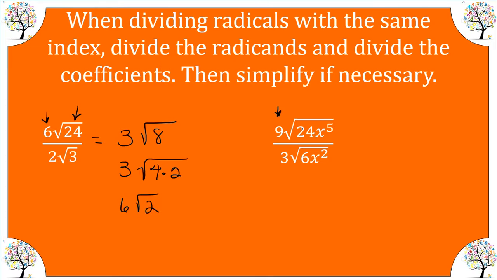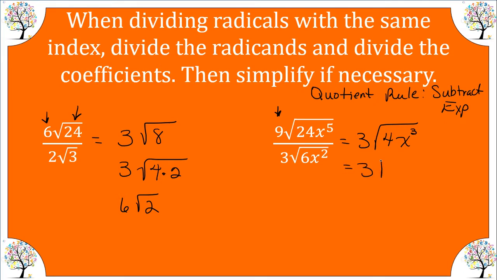Okay, our next example, this time we have some variables involved. So we're going to have to use the quotient rule for exponents, which says subtract exponents, the top minus the bottom. Okay, 9 divided by 3 is 3. 24 divided by 6 is 4. X to the 5th divided by x squared is x to the 3rd. I subtracted 5 minus 2.